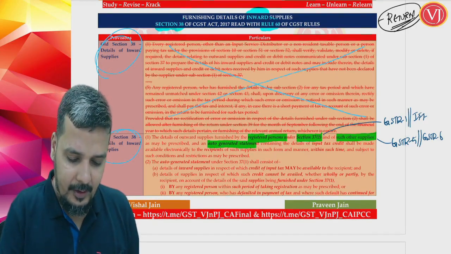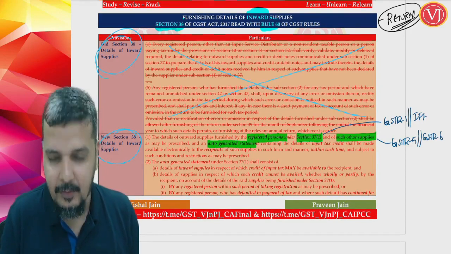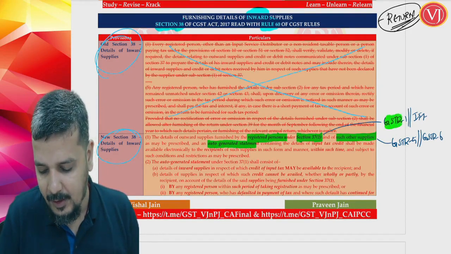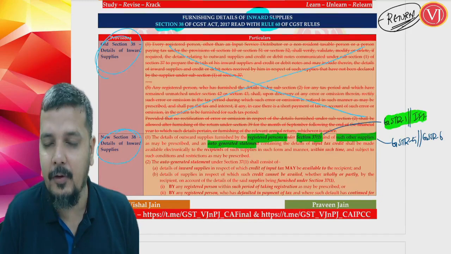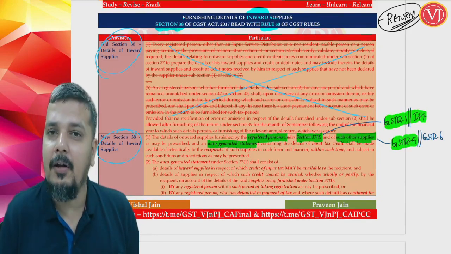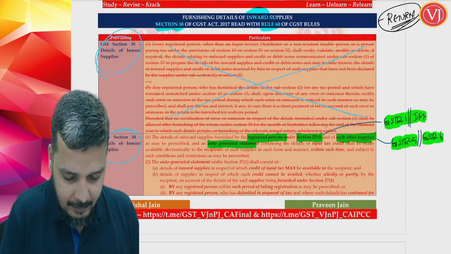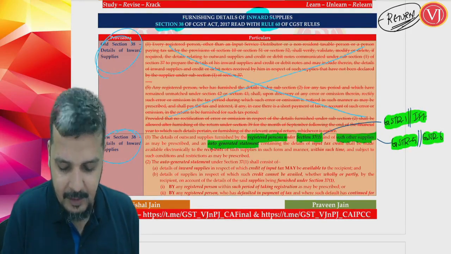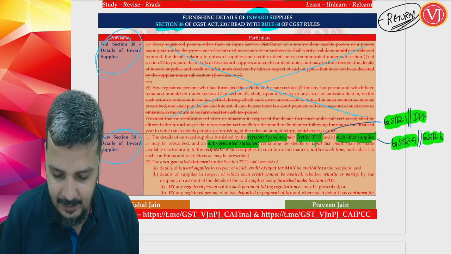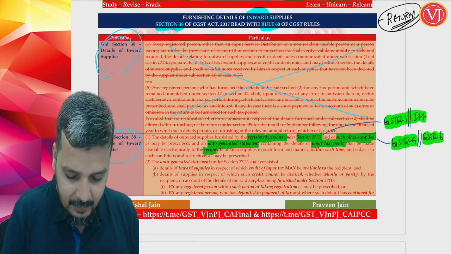Right, so the details of outward supplies furnished by the registered person under section 37(1), which is your GSTR1 or invoice furnishing facility for QRMP scheme, and such other supplies, which is GSTR5 by non-resident taxable person and GSTR6 by input service distributor, as may be prescribed. An auto-generated statement containing the details of input tax credit shall be made available to the recipients.